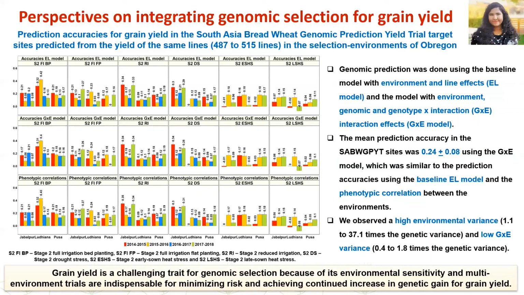And the overall conclusion from this was genomic selection for grain yield is still very challenging because the trait is highly influenced by the environment, and multi-environmental trials are still indispensable for reducing risk and to continuously achieve genetic gain for grain yield.